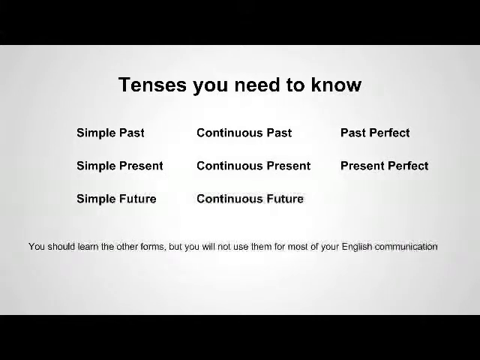Tenses you need to know are simple past, simple present, simple future, continuous past, continuous present, continuous future, past perfect, and present perfect. You should learn the other forms, but you will not use them for most of your English communication.